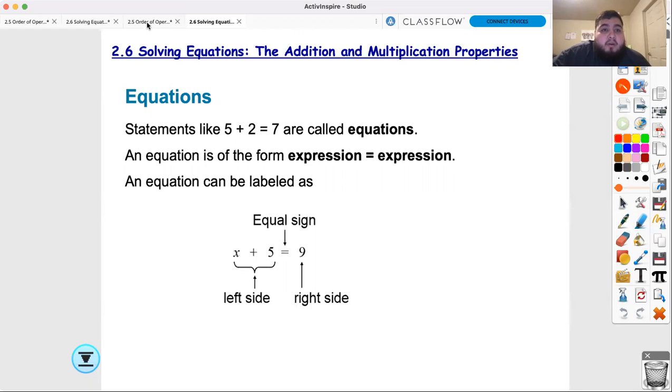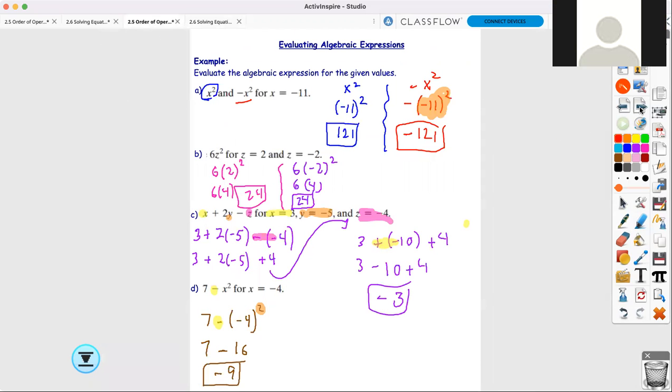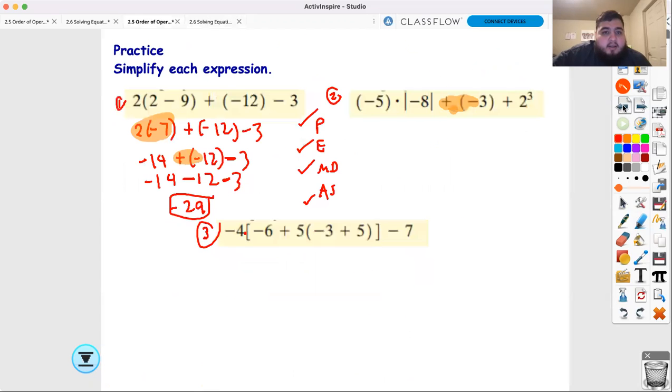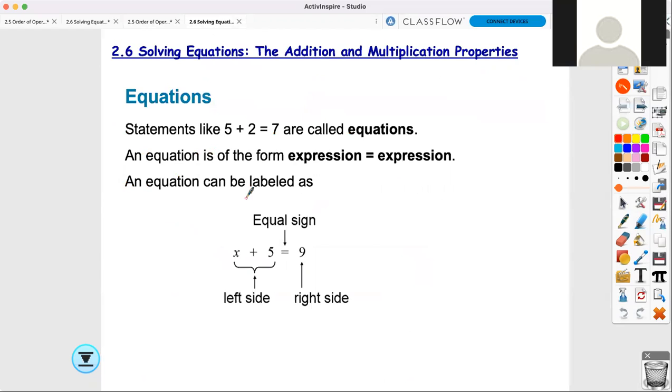So if you look at 2.5, these are expressions here. So those are expressions. The equal sign. Thank you. So remember, if you see the problem has an equal sign in it, we know it's an equation. If there is no equal sign there, more likely it's an expression.